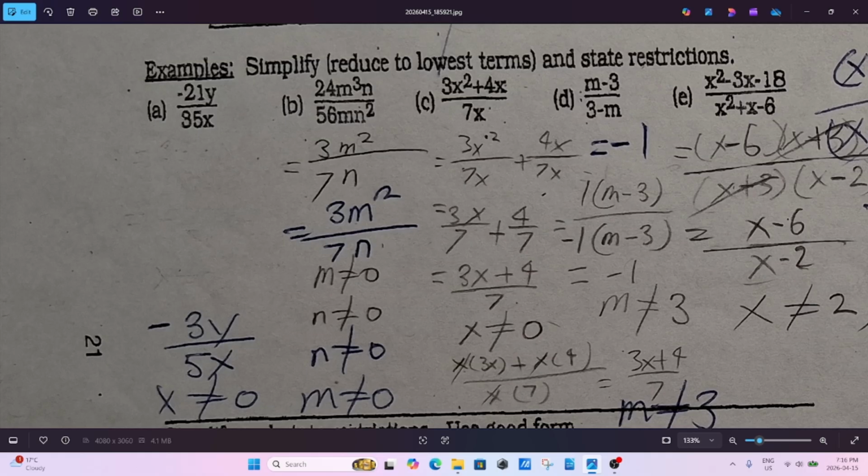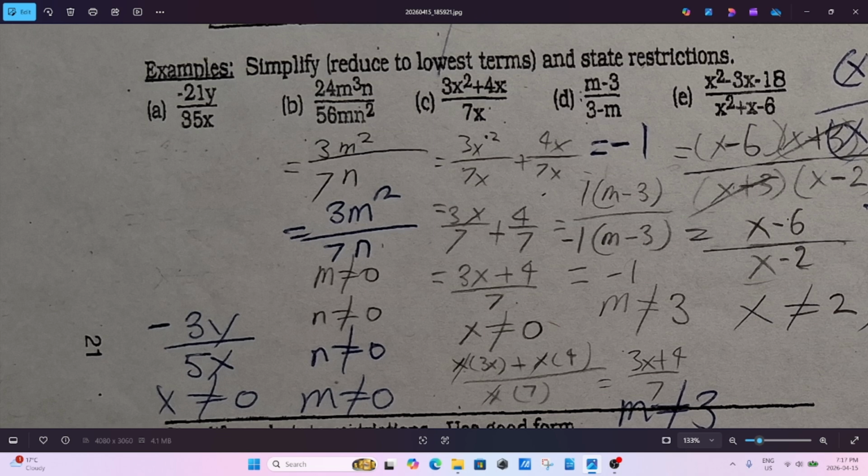And then B, 24m cubed n divided by 56mn squared. So m and n cannot be 0 because those are the variables at the bottom. And then we have 3 times 8 is 24 and 7 times 8 is 56. So the 8 cancels and you get 3 over 7. And then the m cubed on top and an m at the bottom, so you become an m squared. n squared at the bottom and an n on top, so there's one n left at the bottom.